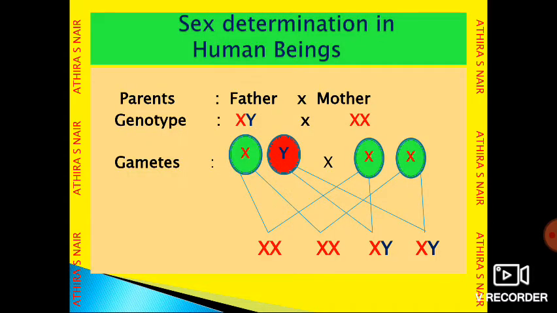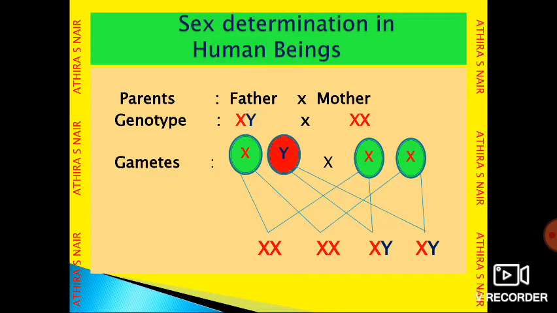You can see how sex determination happens in the case of human beings. Here are the parents, father and mother, and the genotype, or genetic constitution; here we are representing only the sex chromosomes. For the male, the sex chromosomes are X and Y, and for the mother, or the female, it is XX. In the case of the father, two types of gametes, or two types of sperms, are produced: one type with X chromosome and the other type with Y chromosome.